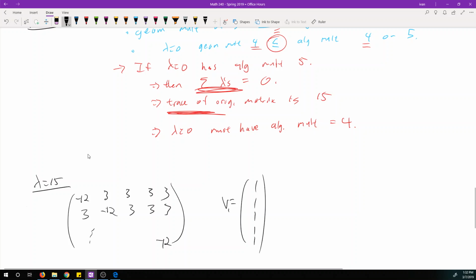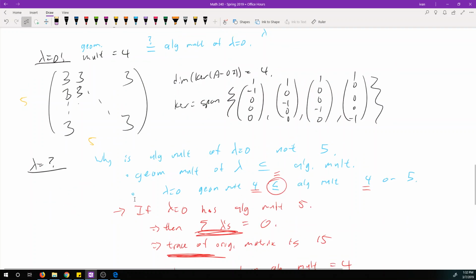Right? If you look at it, negative 12, and they got 4 3s, well, if you just add them all up, you'll get 0 for every single row. And so now we have an eigenvector for each unique eigenvalue of lambda. For each unique eigenvalue, you have the algebraic multiplicity equal the geometric multiplicity. All right, so it's diagonalizable. And then here we even found all the eigenvectors, right?